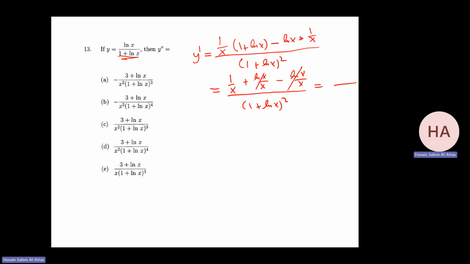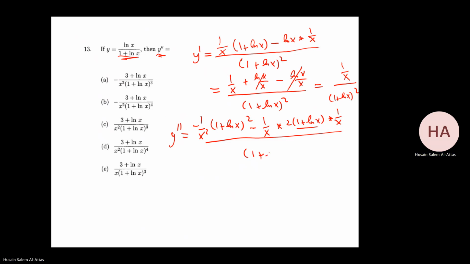Let me make it like this. Leave it 1 over x here. And this is 1 plus ln x all squared. Now let me find the second derivative. We want the second derivative. Now derivative of the numerator, minus 1 over x squared, times the denominator, minus 1 over x, derivative of this, which is 2, 1 plus ln x, times derivative of this, 1 over x. All of this, not cube, squared of 4.